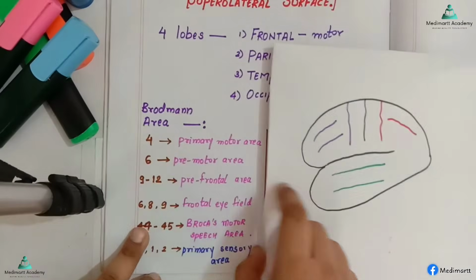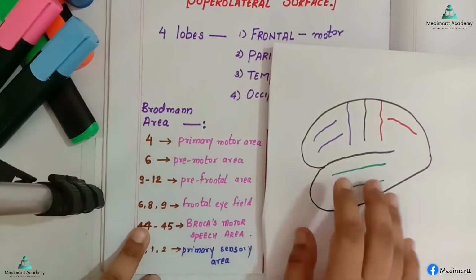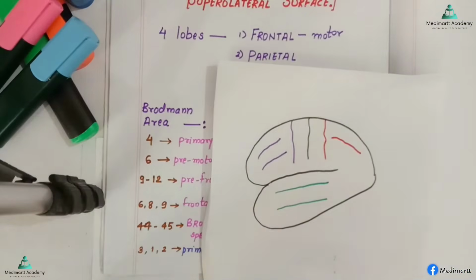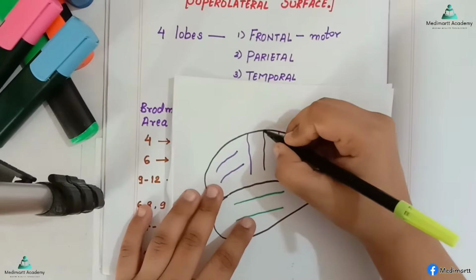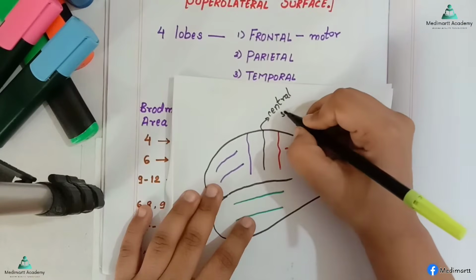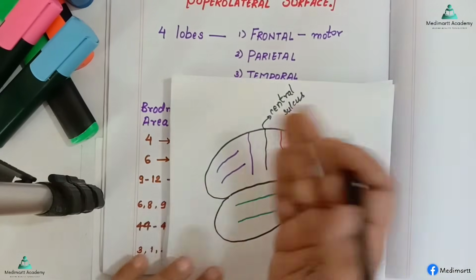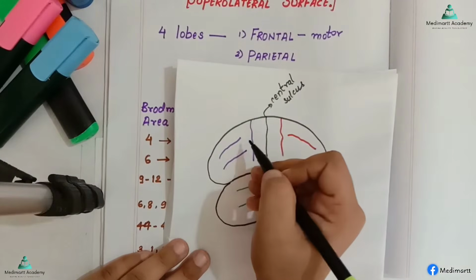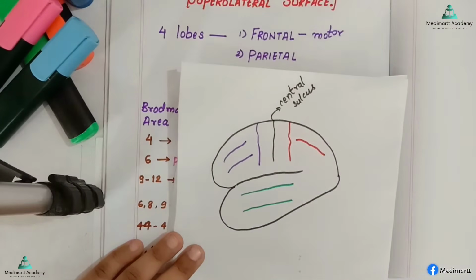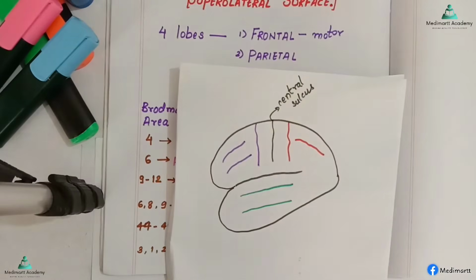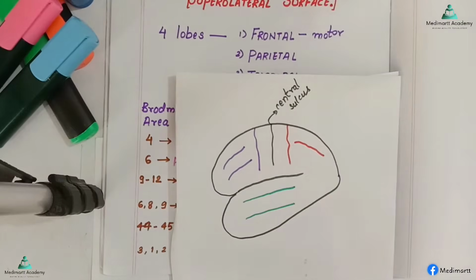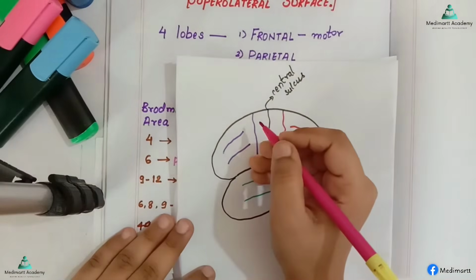So first we will see the frontal lobe areas. The primary motor area, as I said, is in front of the central sulcus. This is our central sulcus. In front of the central sulcus is the frontal lobe, and the frontal lobe is motor. So our areas basically will be, you should have clear knowledge of where the areas lie.